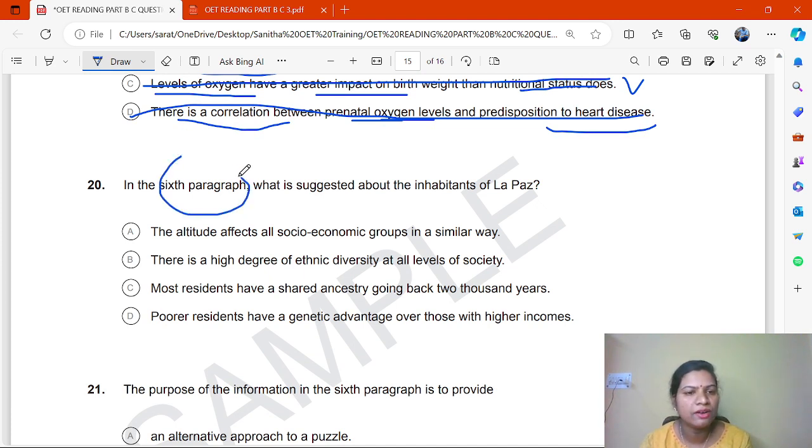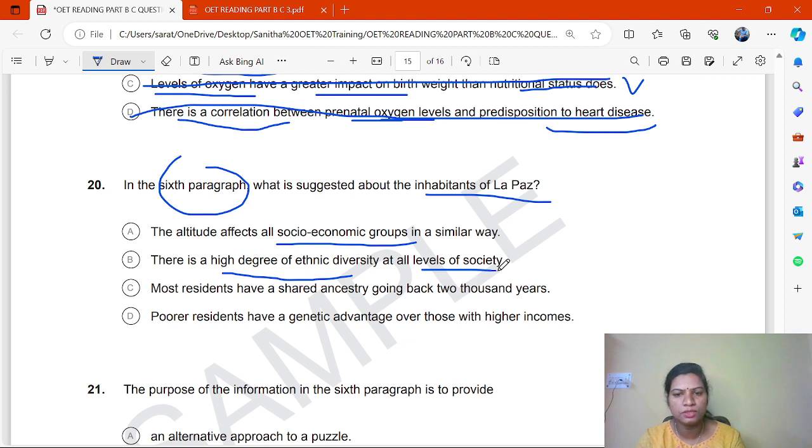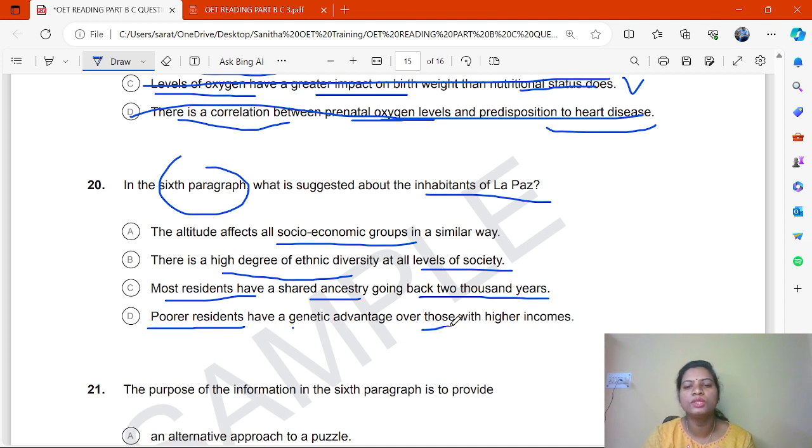In the sixth paragraph, what is suggested about inhabitants of La Paz? The altitude affects all socio-economic groups in a similar way. There is a high degree of ethnic diversity at all levels of society. Most residents have a shared ancestry going back 2000 years. Poor residents have a genetic advantage over those with higher incomes. Okay, what is suggested about the inhabitants of La Paz?